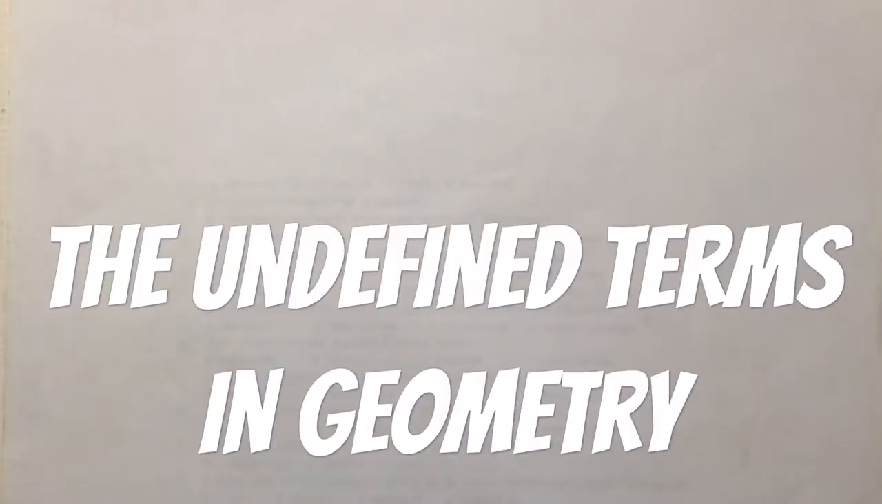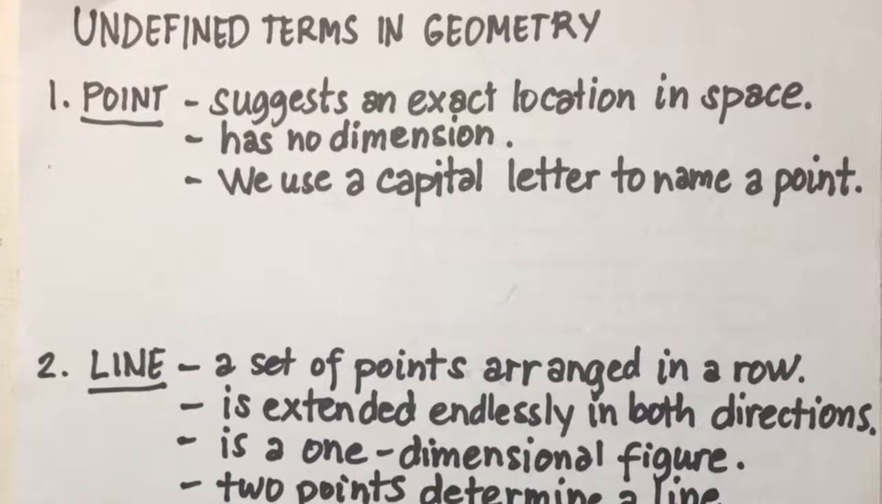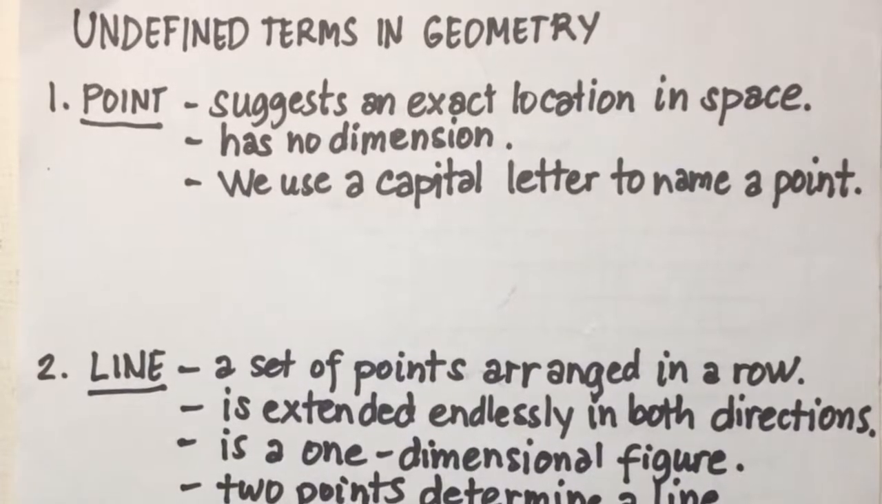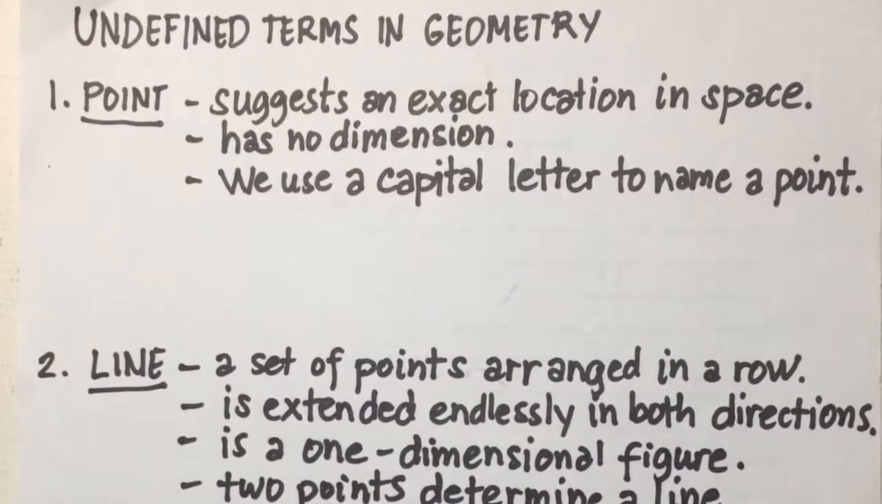Hi guys! In this video, I'm going to discuss the undefined terms in geometry. Okay, let's have the first one. First one is point. So point suggests an exact location in space.